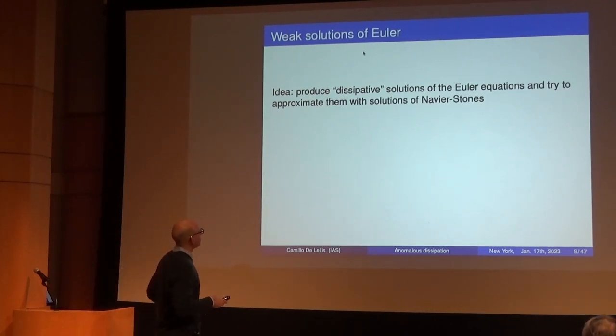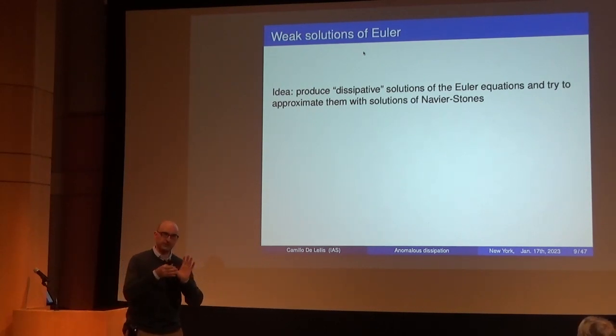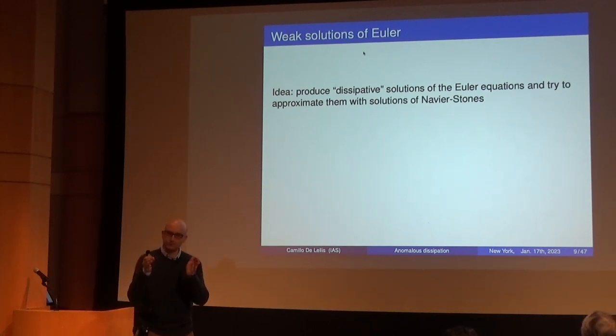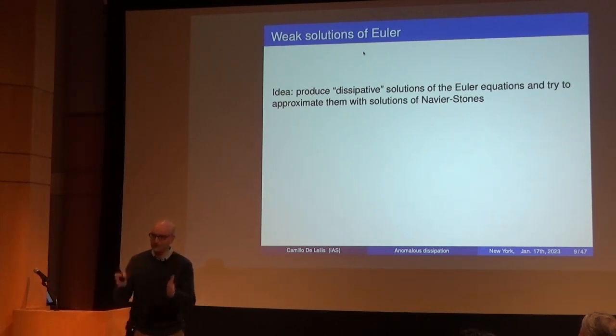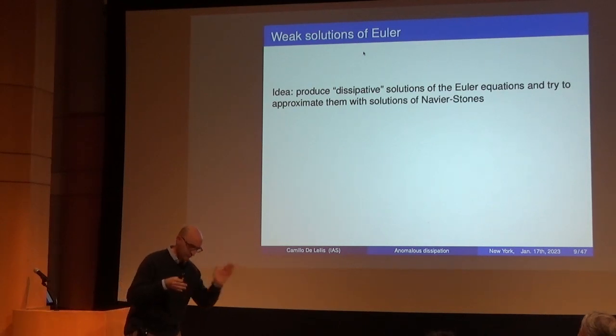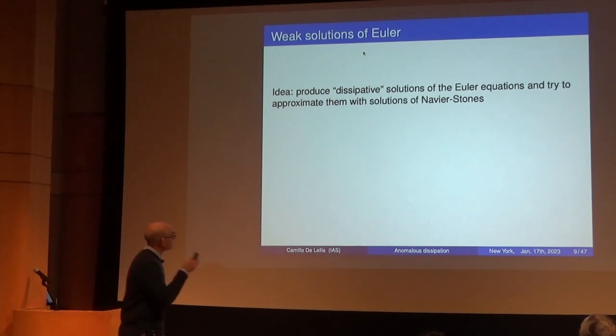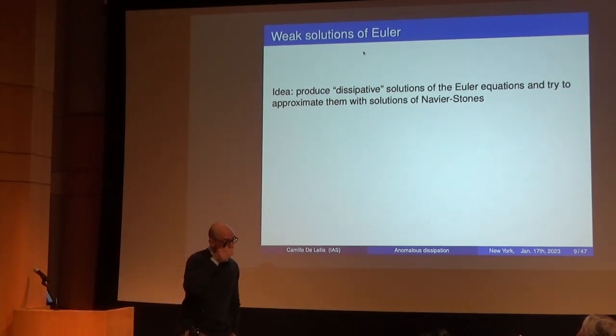So, okay, what would be now the idea that you might have for producing an example of anomalous dissipation? Here, it's very important that I stress this: this behavior is expected very widely, and I'm just chasing after a single mathematical example, a single example for which I can actually prove with pen and paper from start to finish that this happens, okay?